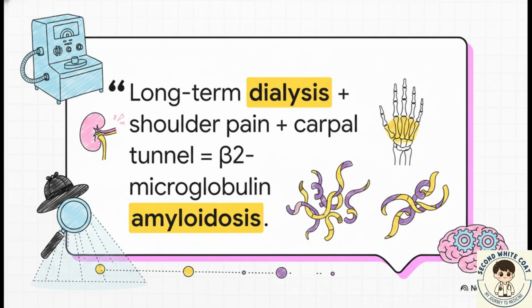If you can make these associative pairs completely reflexive, you are going to easily bypass all those traps on the exam. Which leaves us with one final question to ponder. The next time a truly complex, multi-system patient walks into your exam room or pops up on your screen, are you going to get distracted by all the noise, or will you know exactly which trigger phrases break the case wide open?